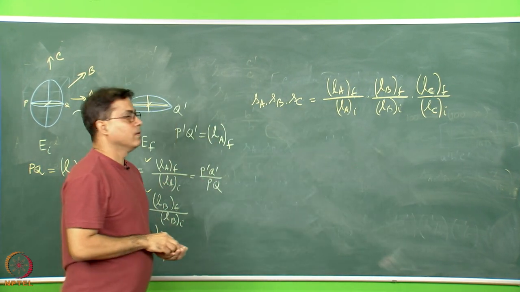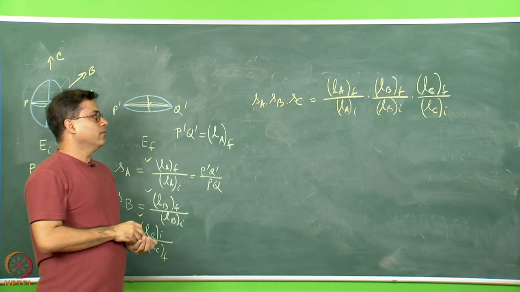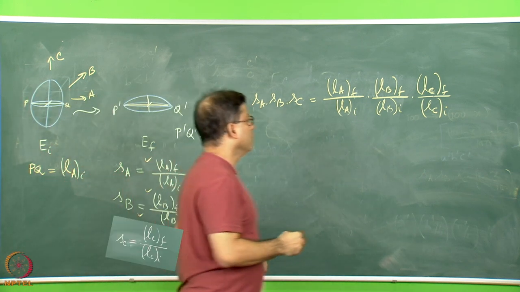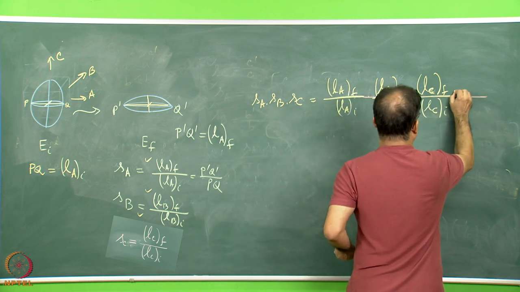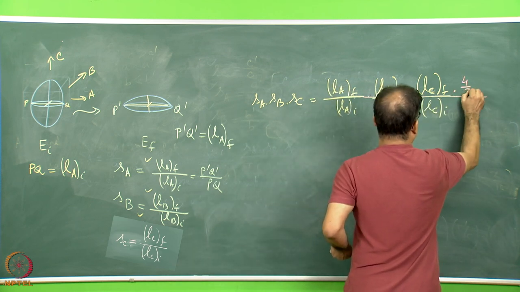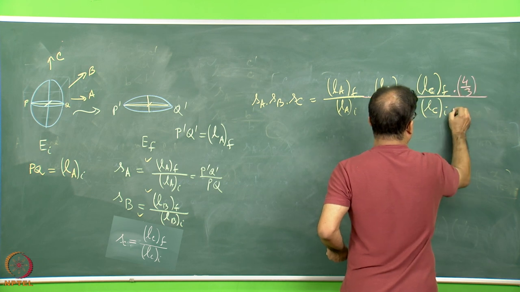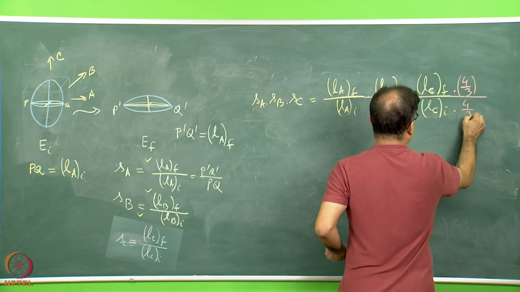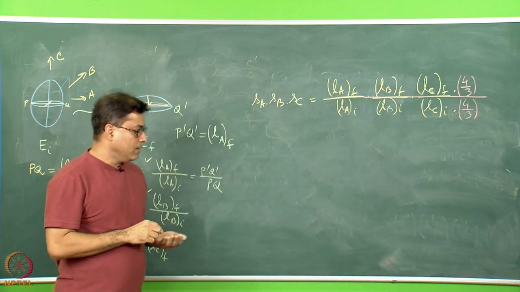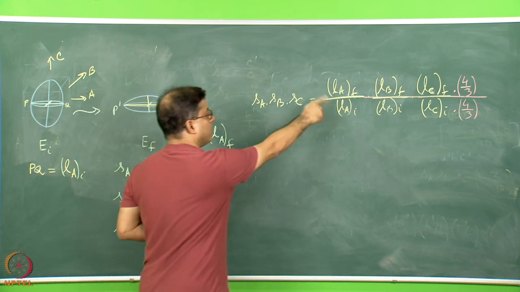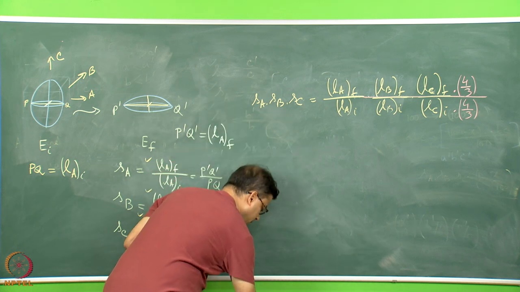Okay. And from here, what we can do, I can multiply here 4/3, and I can also multiply here 4/3. Further, I can divide each length by 2 in all cases.